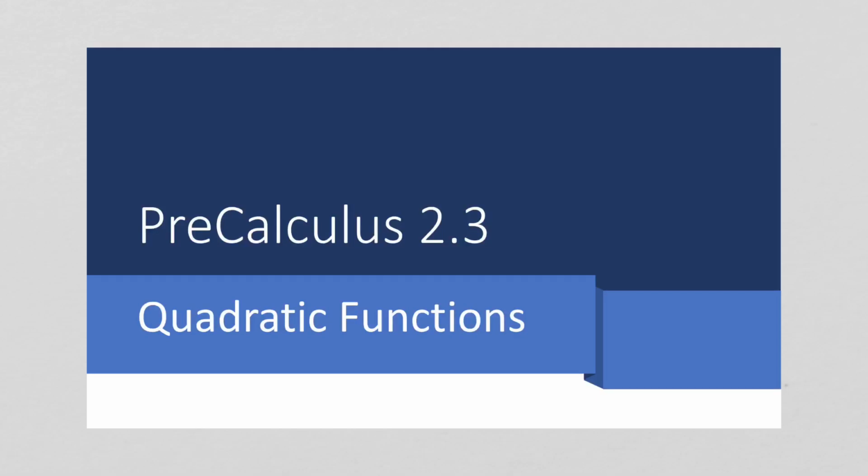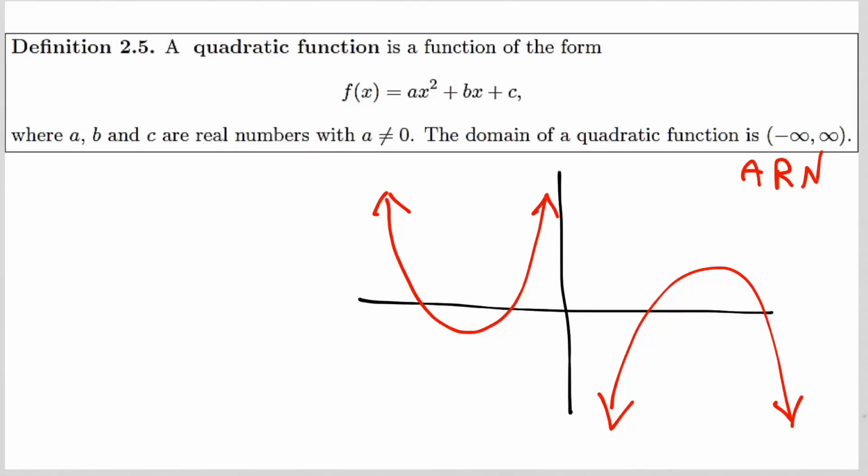Welcome to section 2.3 in pre-calculus. This is the section on quadratic functions. So a quadratic function is a function of the form ax squared plus bx plus c, like this.